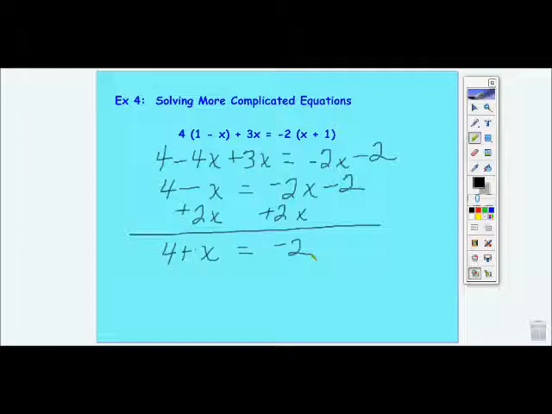So now we're going to look at 4 plus x equals negative 2. Let's get our constant terms together, minus the bug. And I'm going to have a positive x equals negative 6. Again, you could substitute that back in to check your math, and you can use a calculator for that.